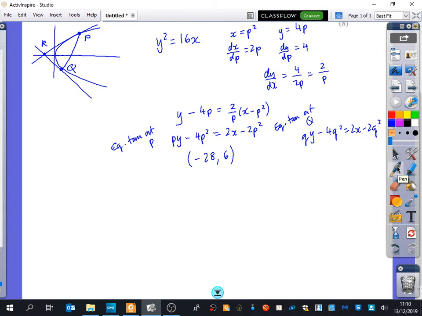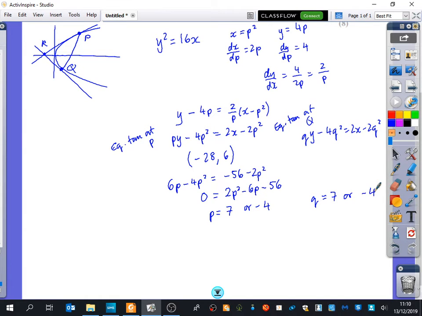So we're going to now have y is 6. So you get 6p minus 4p squared equals minus 56 minus 2p squared. You get a quadratic, add the 4p squared, so you get 2p squared minus 6p minus 56. Could divide by 2, or you've got an equation solver in your calculator, and immediately it gives you the value that p is equal to 7 or minus 4. Now, it's the same thing for this one as well, because it's exactly the same equation. So you also get that q is equal to 7 or minus 4.